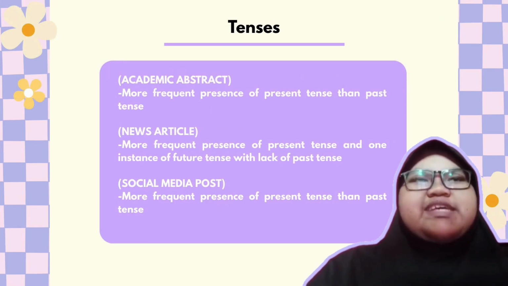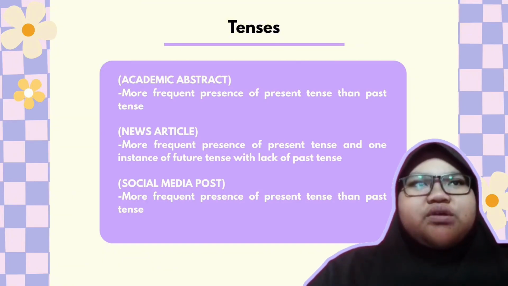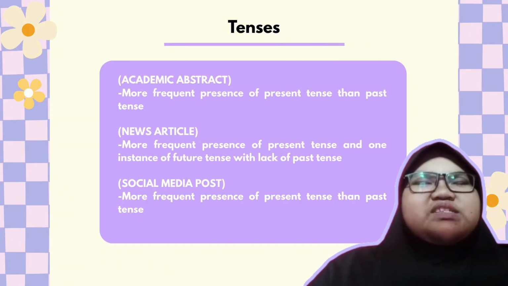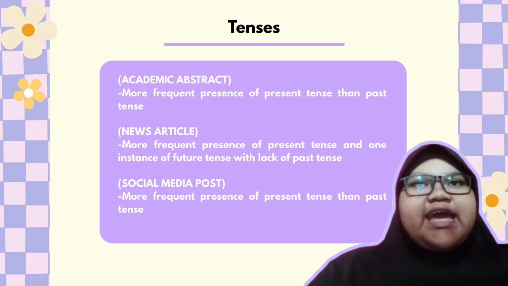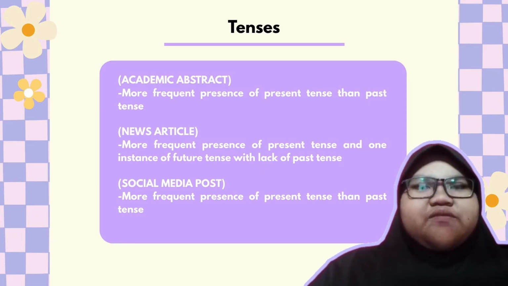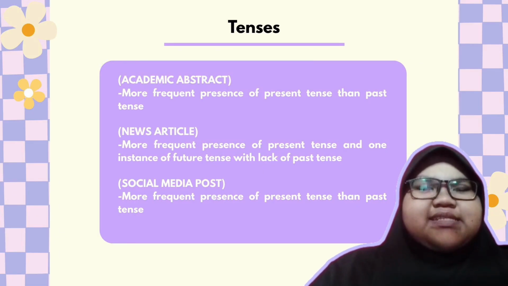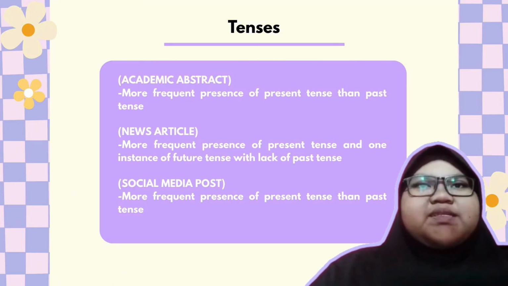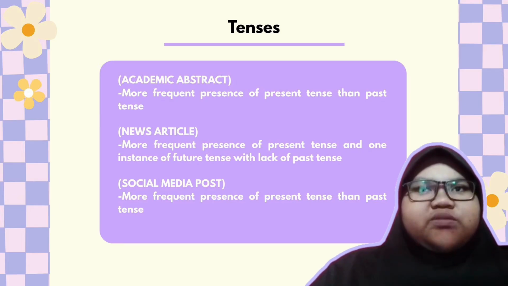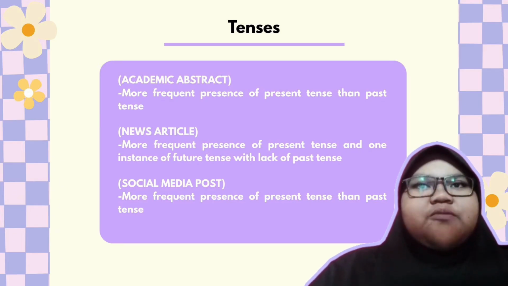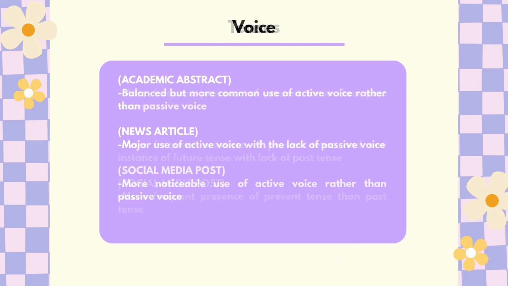Now, moving on to tenses. Tense is used when an action or state occurs to give more context to the situation. In the academic abstract, it can be observed that the presence of present tense is far more common than that of past tense. This aligns with the news article and social media posts as well, but with the exception of the presence of future tense in the news article and lack of past tense at all.